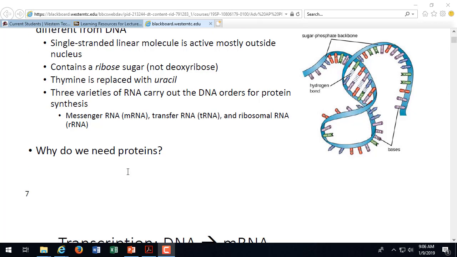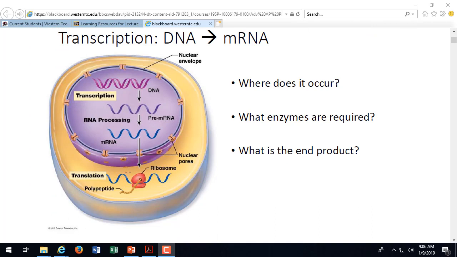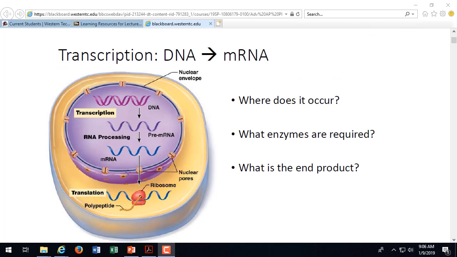And that process is called transcription. So transcription is when we're making messenger RNA from DNA. So where does transcription have to occur then? If you look at this picture, it occurs in the nucleus. So we're going to unzip this DNA.